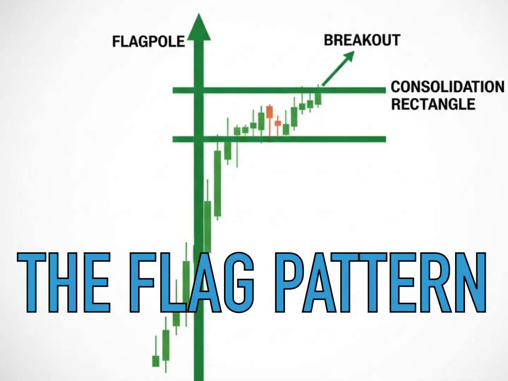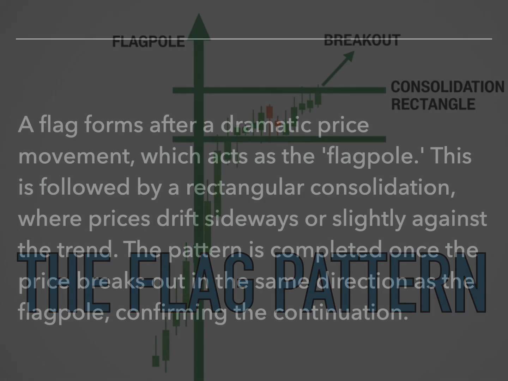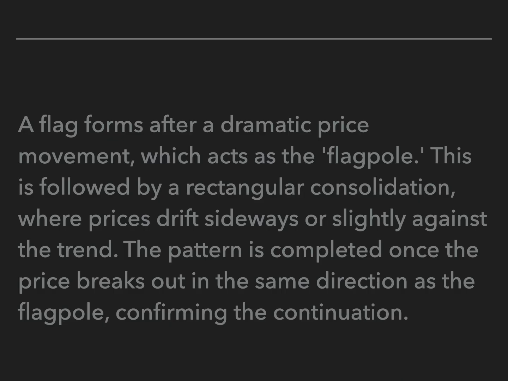The flag pattern. A flag forms after a dramatic price movement, which acts as a flagpole. This is followed by a rectangular consolidation where prices drift sideways or slightly against the trend. The pattern is completed once the price breaks out in the same direction as the flagpole, confirming the continuation.